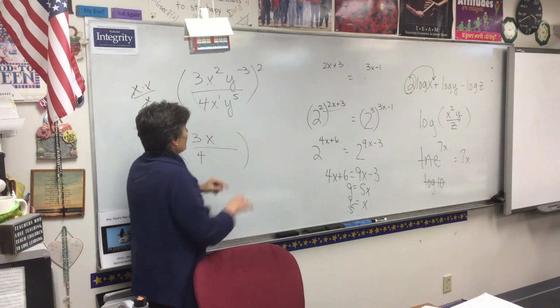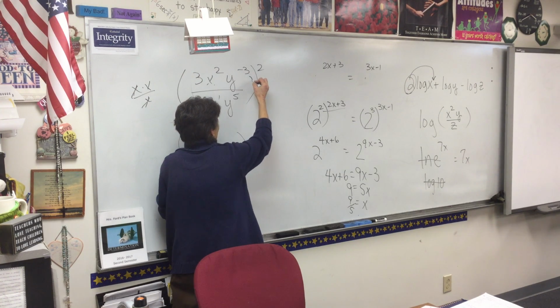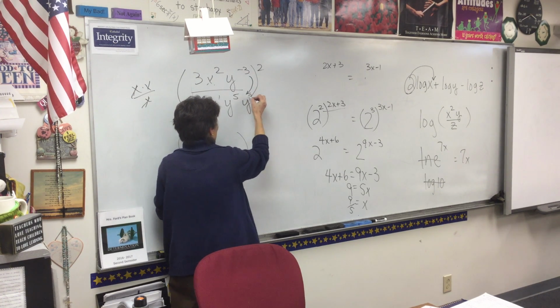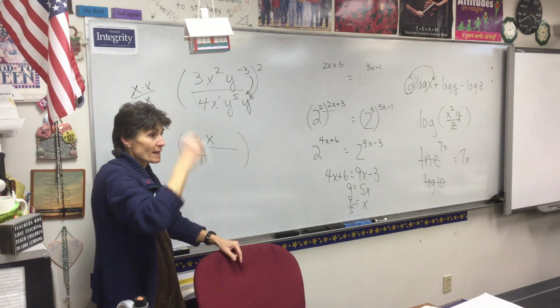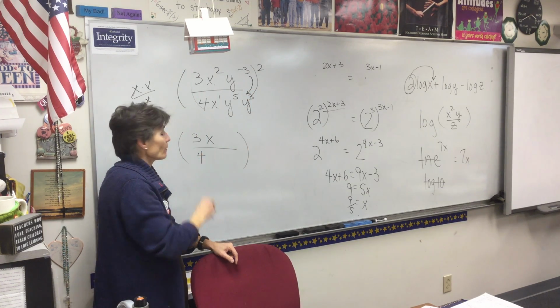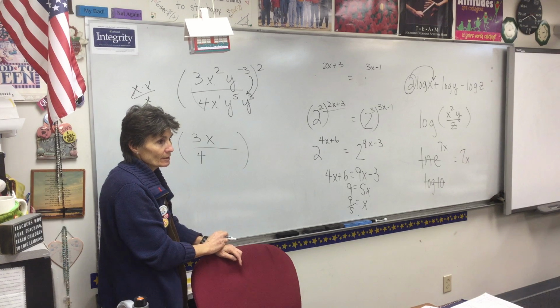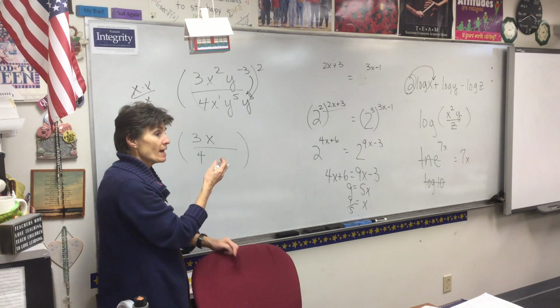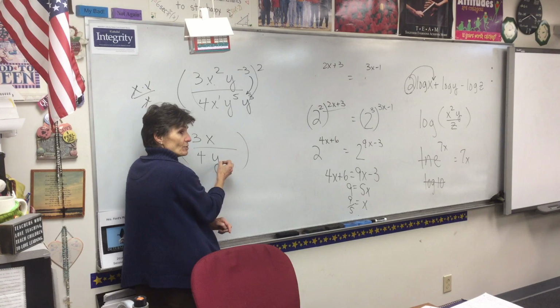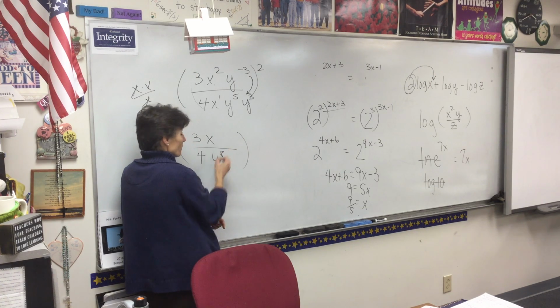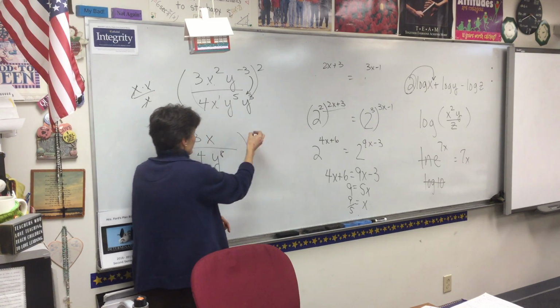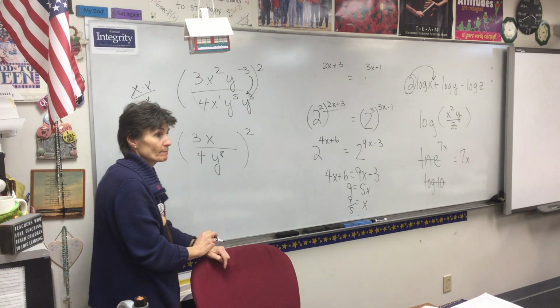Okay. Now, I got a negative y. So Ava says he's got to come down. So you're going to bring that y cubed down to the bottom. There's already 5 of them down there. So when you bring that other 3 down, now you're going to have y to the 8 on the bottom. And don't forget, we still have to square the whole shebang.